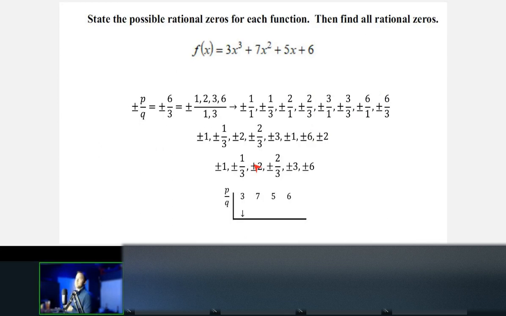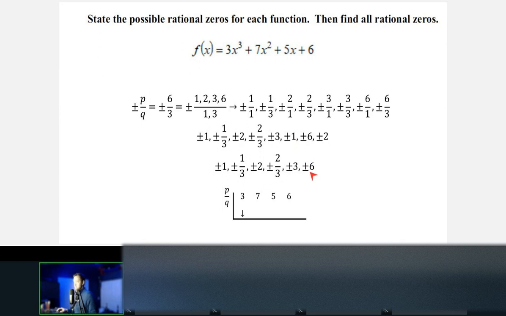All right, so for this one, state the possible rational zeros for each function, then find all rational zeros. Well, I only did part of this problem. I'm not gonna finish all of it, but remember this is the PQ list. Those are the possible rational zeros. Remember, P is your 6, Q is your 3. We list the factors of 6 and 3. And then we write the combinations: 1 over 1, 1 over 3, 2 over 1, 2 over 3, etc. Reduce these fractions and then only write them one time.